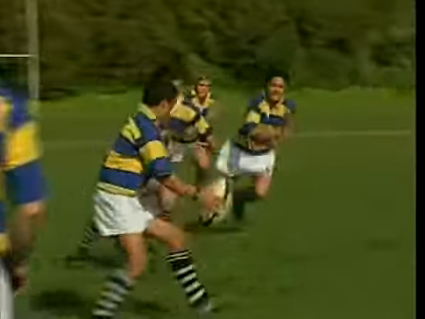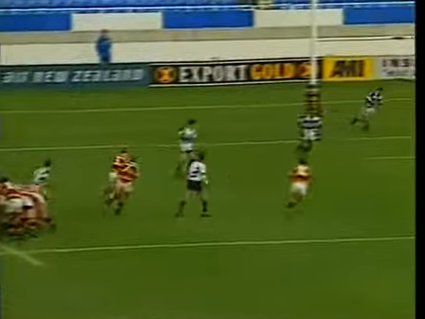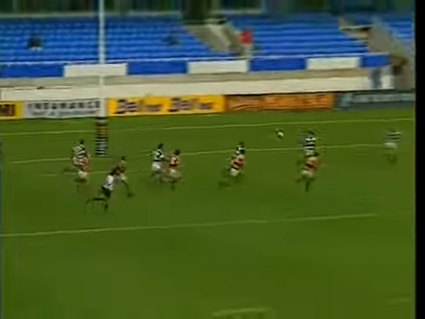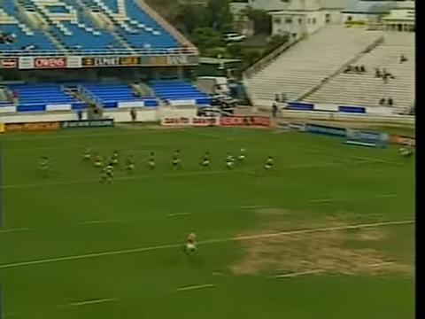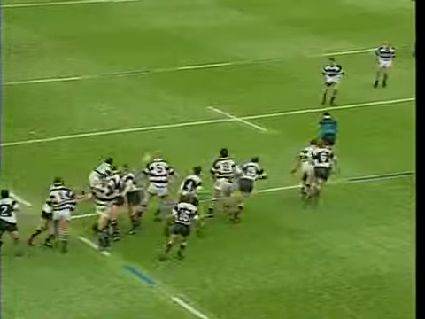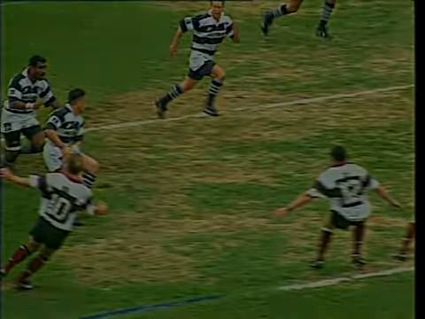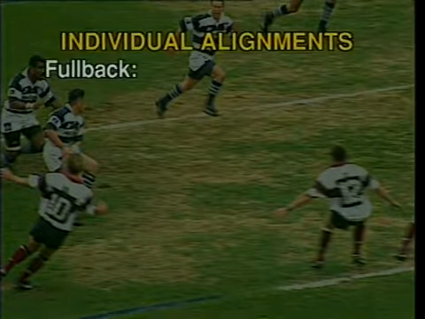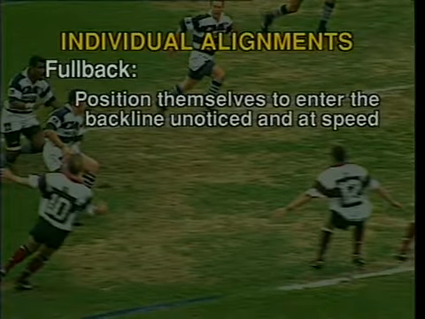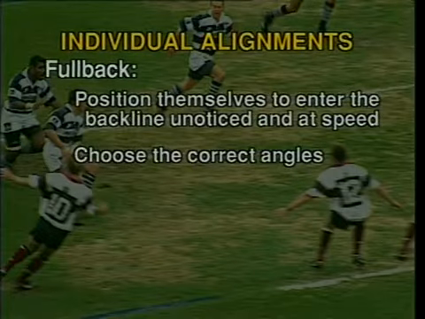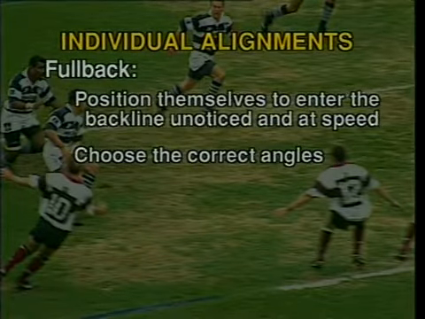The fullback must time his run so that he hits the gap at speed. Fullback. Fullbacks should position themselves to enter the backline unnoticed and at speed. They should choose the correct angles to penetrate in.